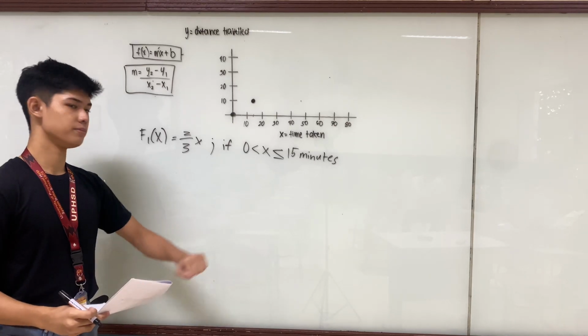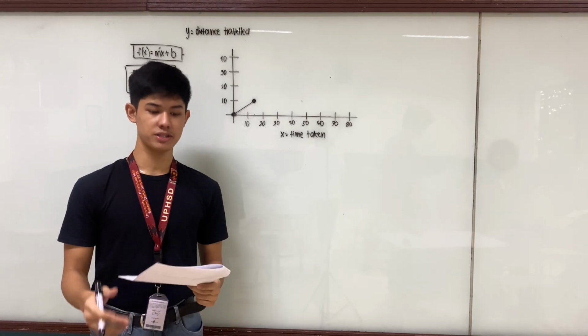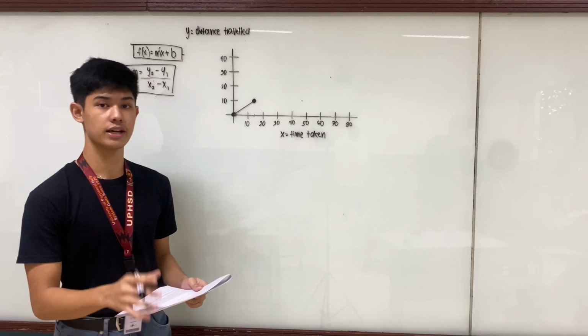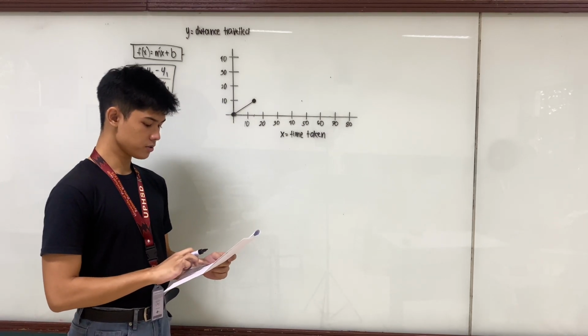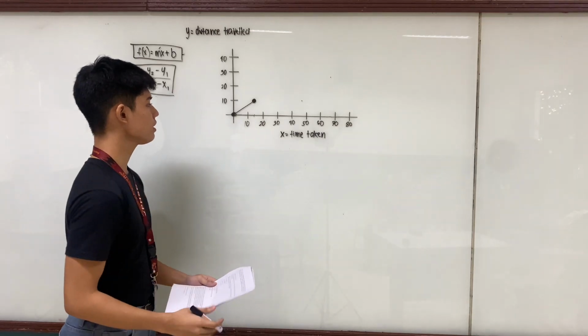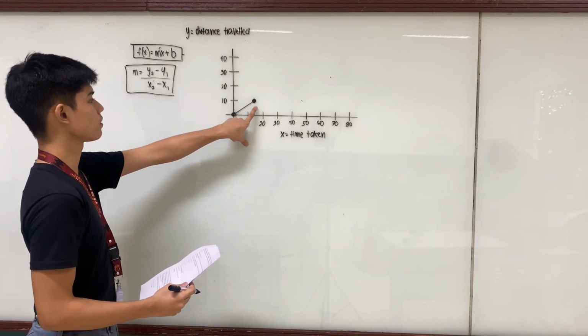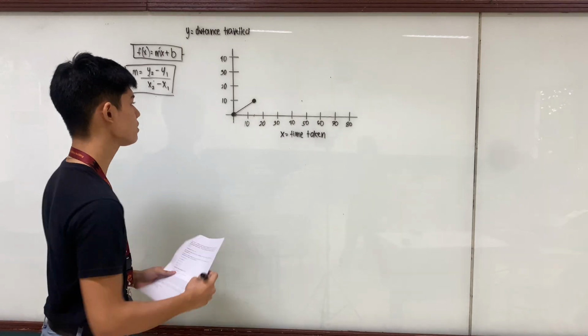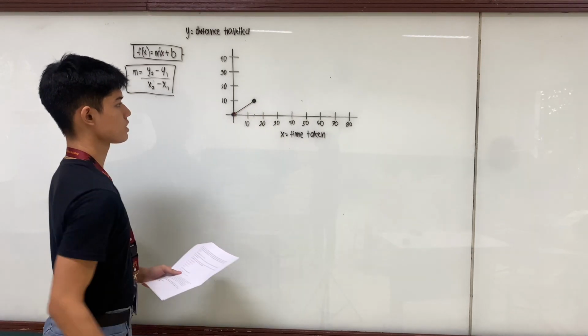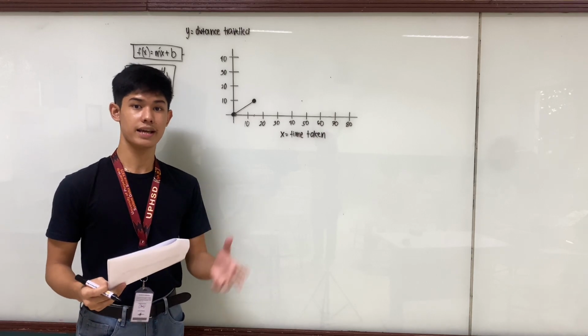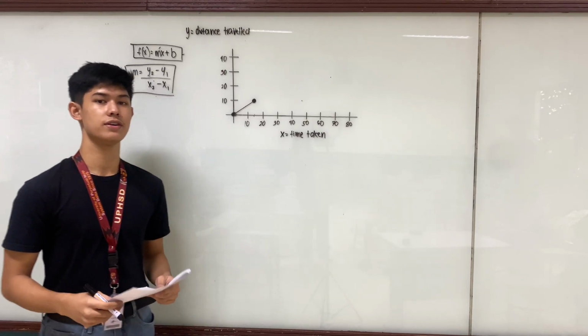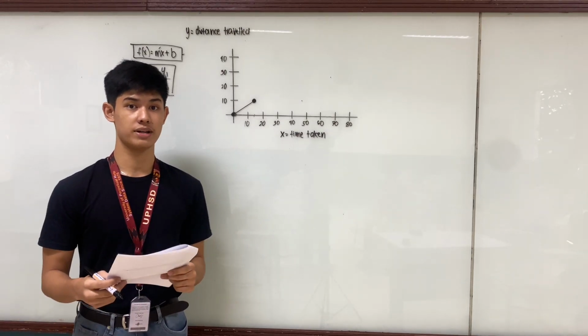Just that simple. So for our next piecewise function, we must get the second set of coordinates. The first coordinate we have, 15, 10, is our first set of coordinates for the second piecewise function. So this is 15, 10. Now we're going to get the second set of coordinates for our second piecewise function.